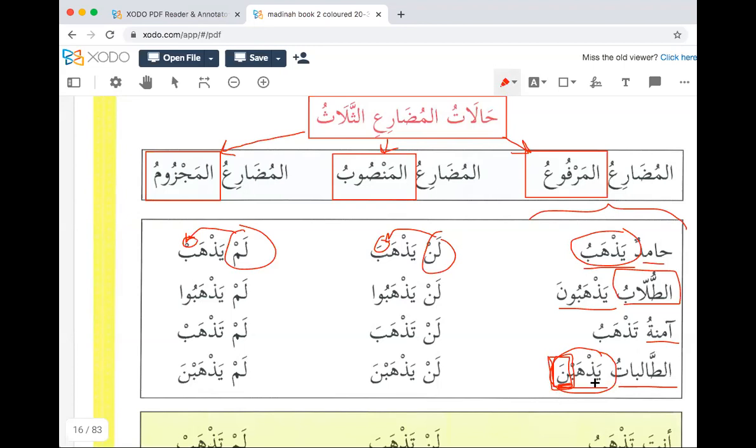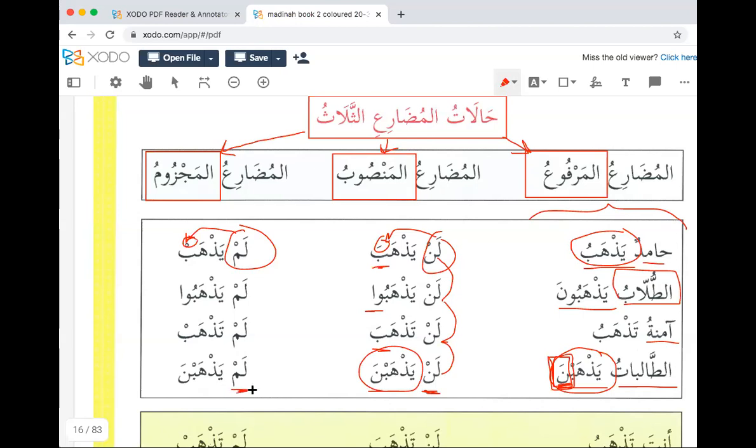The yadhhabna makes the verb mabniyun, but it is in a state of being marfu' because there's nothing before it that could possibly affect it from changing into anything else. Whereas in this case, lan, ordinarily, what does it do? It changes the fi'l into mansoob. So this is mabniyun, but it is in a state of being mansoob. Fi halatil or fi mahalli nasbin. In a place of, in a state of being mansoob.